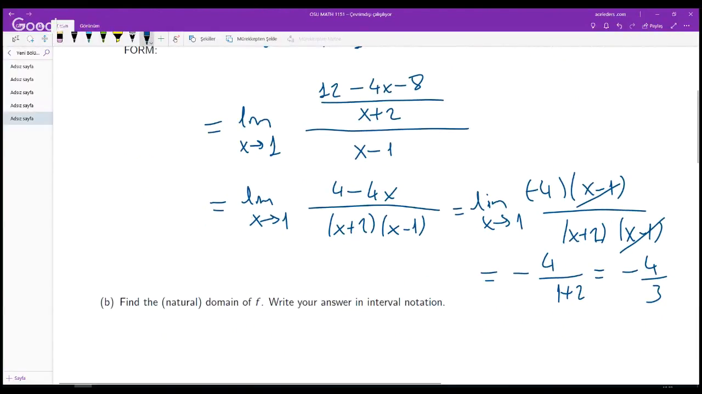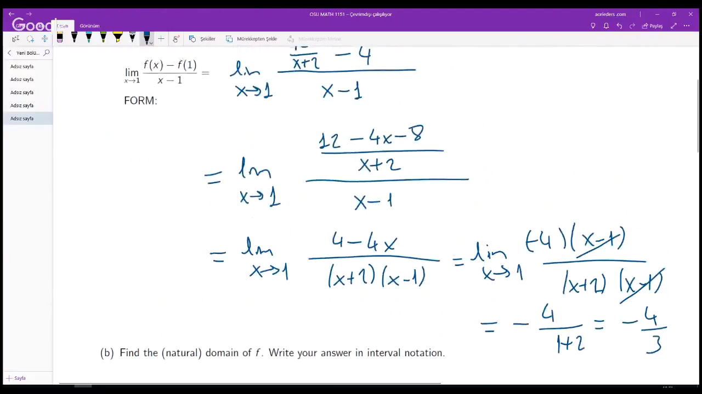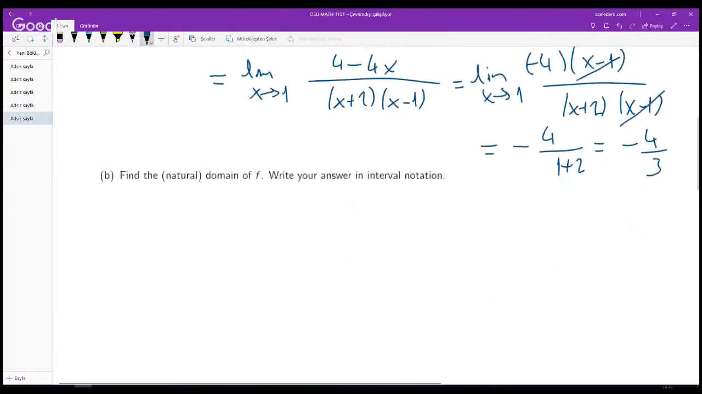The only idea here is that when we write the expression in a clearer form, we were able to cancel the x minus 1s out. Then just replace the relevant x value and you will find the limit. That's it. Part B: find the natural domain of f. Write your answer in interval notation.